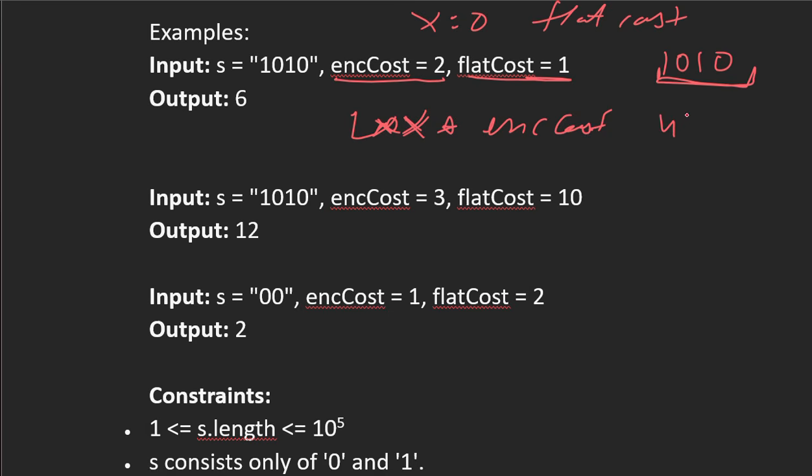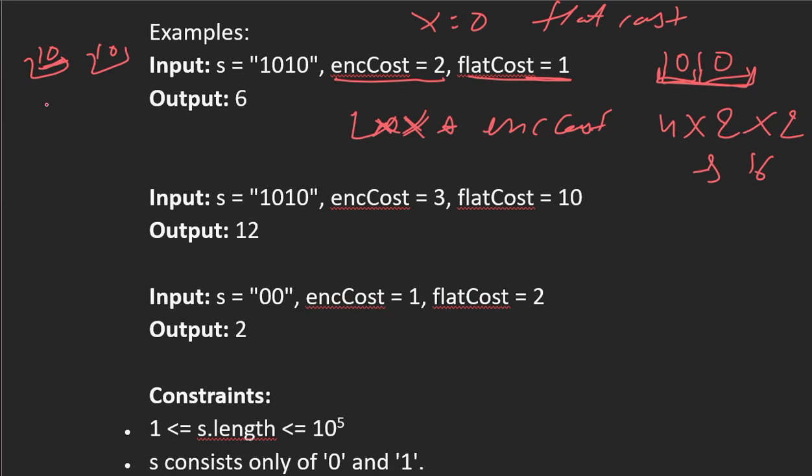So length is 4, number of ones is 2, and ENC cost is 2. So the cost is 4 times 2 is 8, 8 times 2 is 16. What if we break it into two parts, 1 0 and 1 0? So suppose we have broken it into two parts, 1 0 and 1 0.